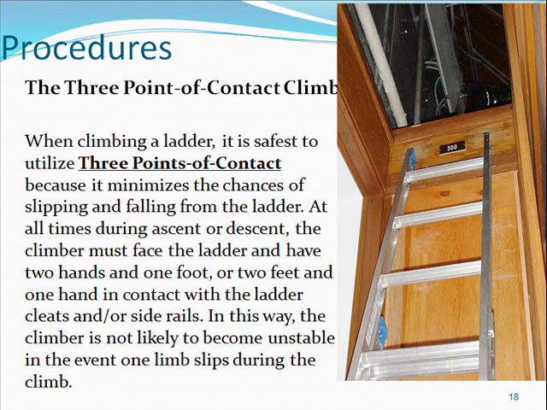Procedures. 3-point contact climb. When climbing a ladder, it is safest to utilize 3 points of contact because it minimizes the chances of slipping and falling from the ladder. At all times during ascent or descent, the climber must face the ladder and have 2 hands and 1 foot or 2 feet and 1 hand in contact with the ladder cleats and/or side rails. In this way, the climber is not likely to become unstable in the event one limb slips during the climb.